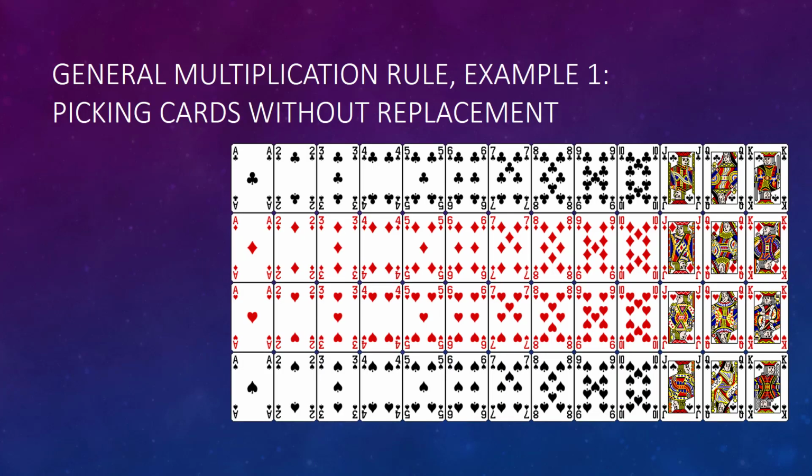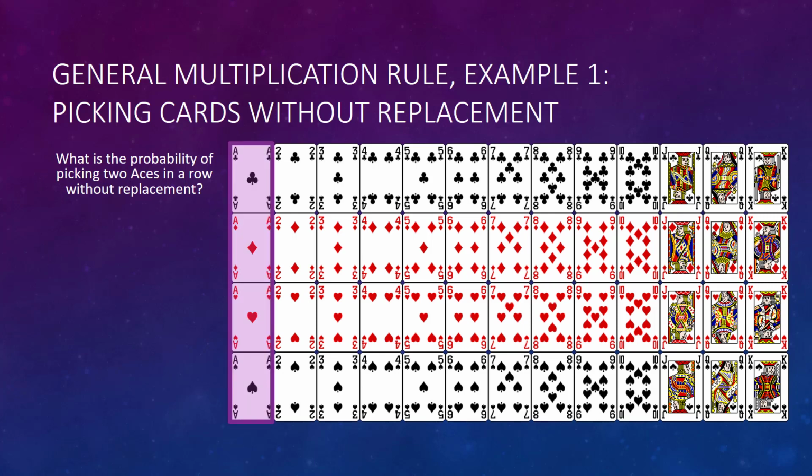General Multiplication Rule Example 1, Picking Cards Without Replacement. What is the probability of picking two aces in a row without replacement? As you can see, there are 4 aces in this deck of cards, and if you recall, there are 52 total cards in a deck.